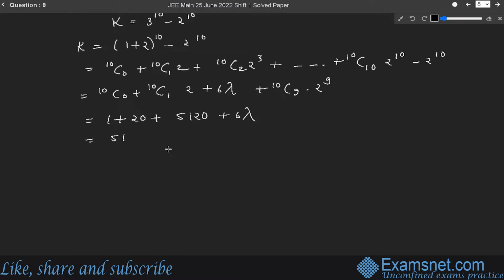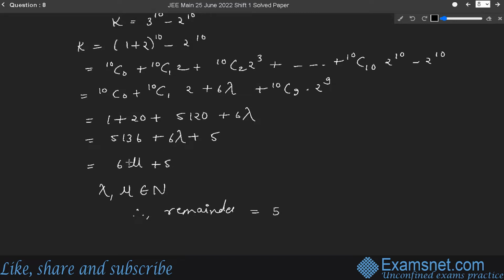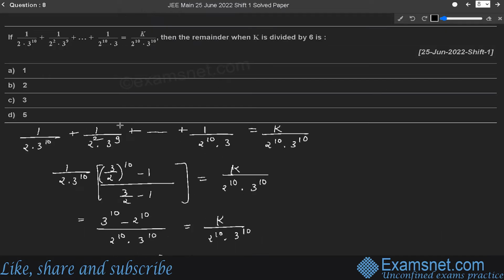So this will be equals to 5136 plus 6 lambda plus 5. So this can be written as 6 mu plus 5, where lambda and mu belong to N, which is natural numbers. Therefore, we can say that the remainder here will be equals to 5. So the correct option for this question is option number D, which is 5.